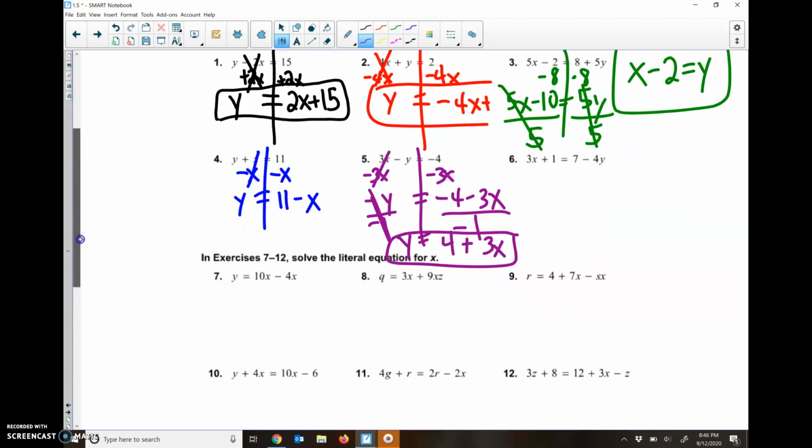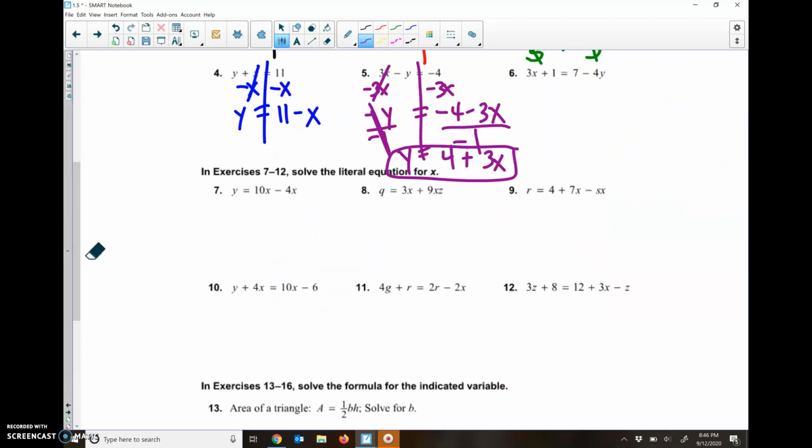Okay. Let's look at some of these here. Almost the same thing, except it's solve for x instead of solve for y. So if I look at some of these here, y equals 10x minus 4x. Here I can simplify. 10x minus 4x is 6x. Then I'm going to divide both sides by 6. Divide both sides by 6. So y divided by 6 equals x.